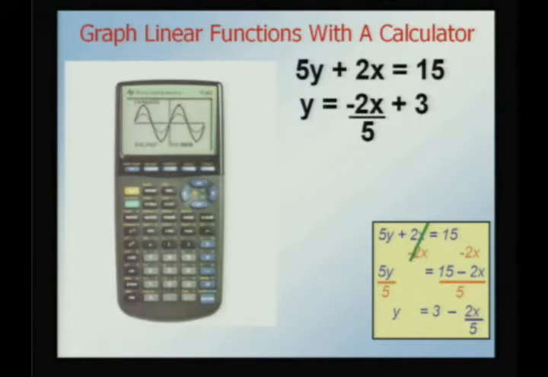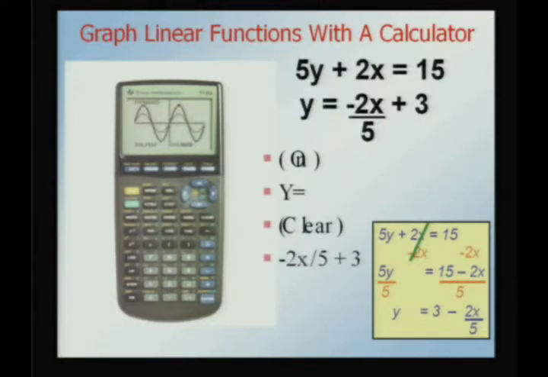Okay, so I hit on, then I hit y equals, then I actually type negative 2x divided by 5 plus 3. Now that's the negative, okay? Oh, I have to clear out first, I forgot. There might be something in there.